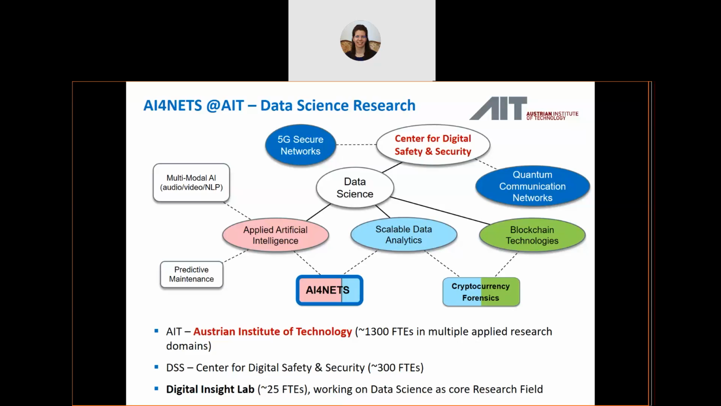Just one last thing about AIT: we are about 1,300 people working in different research domains, and the center where I'm working has about 300 people.